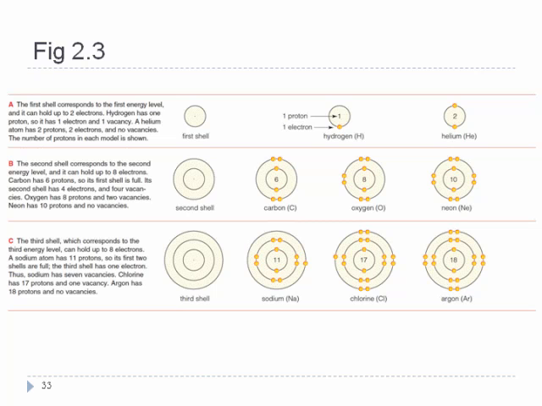The second shell can hold up to 8 electrons, and the third shell can hold up to 8 electrons. So, for example, sodium that has 11 electrons has 1 electron in its outer electron shell. Chlorine that has 17 electrons has 7 electrons in its outer electron shell.